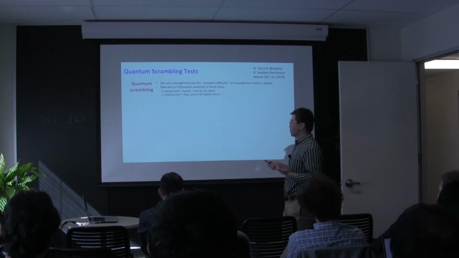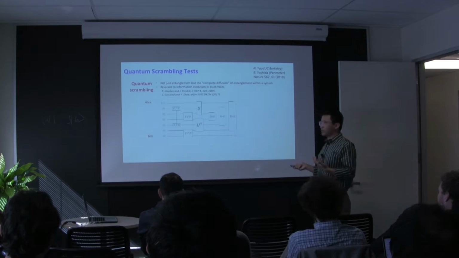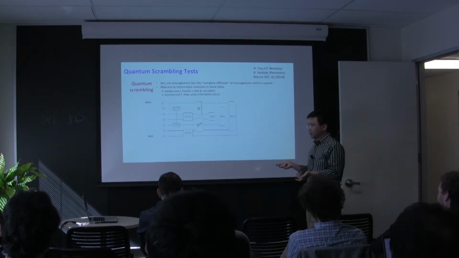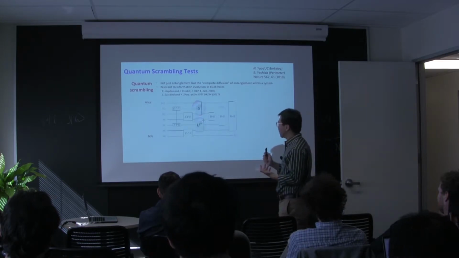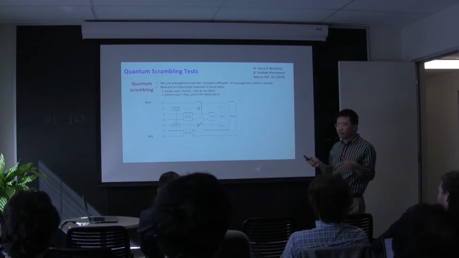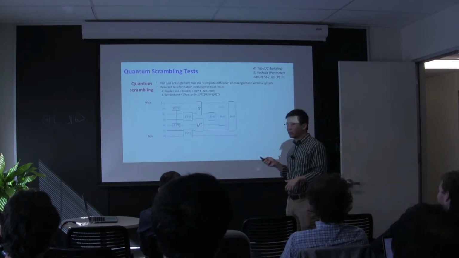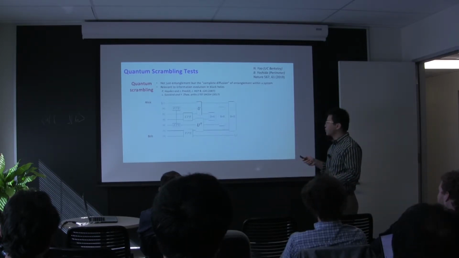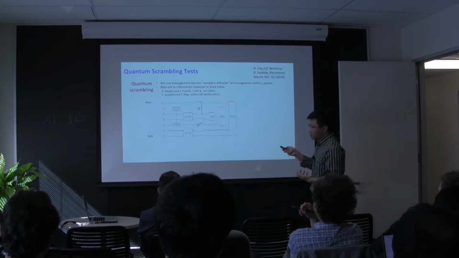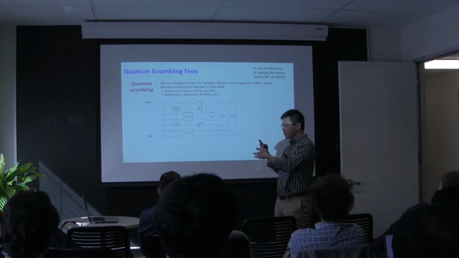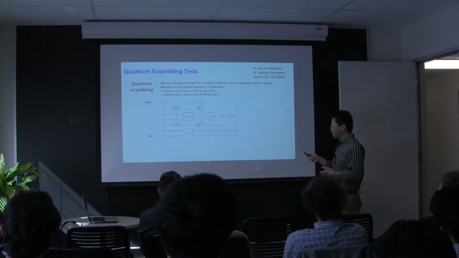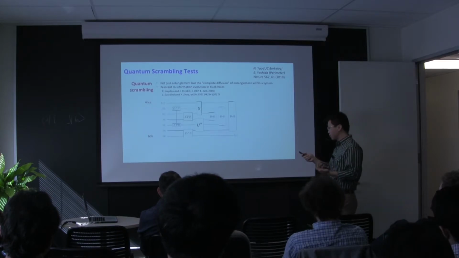So how do we actually do this in our system? We came up with a protocol, a circuit diagram, to actually mimic black holes. We use a random unitary matrix, or random unitary evolution of the system, to mimic the scrambling of the black hole. Depending on how strongly we apply this random unitary evolution, we can put a different amount of scrambling into the system.